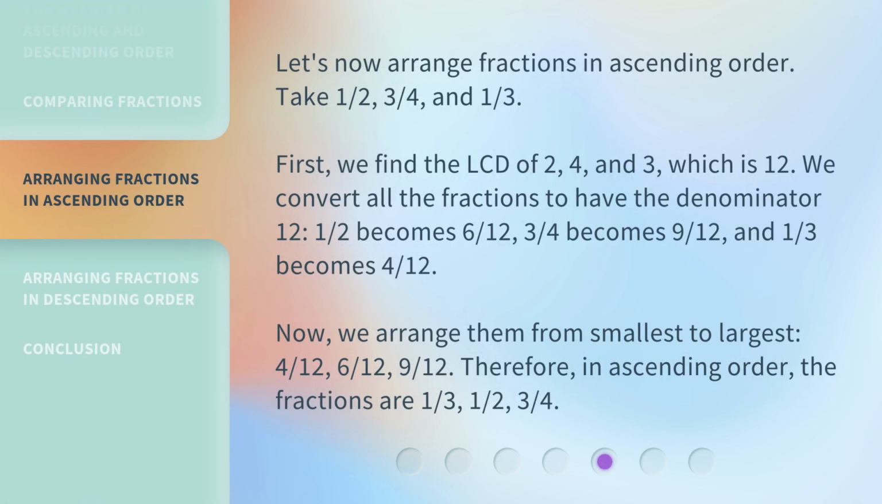Let's now arrange fractions in ascending order. Take 1/2, 3/4, and 1/3. First, we find the LCD of 2, 4, and 3, which is 12. We convert all the fractions to have the denominator 12. 1/2 becomes 6/12, 3/4 becomes 9/12, and 1/3 becomes 4/12. Now, we arrange them from smallest to largest: 4/12, 6/12, 9/12. Therefore, in ascending order, the fractions are 1/3, 1/2, 3/4.